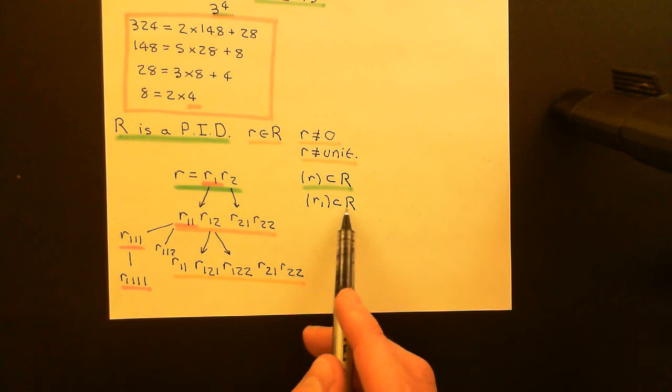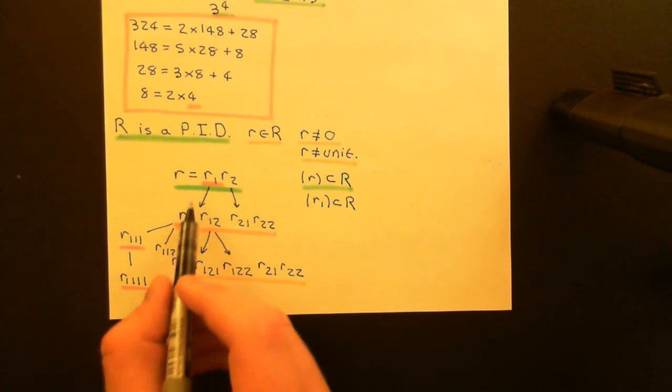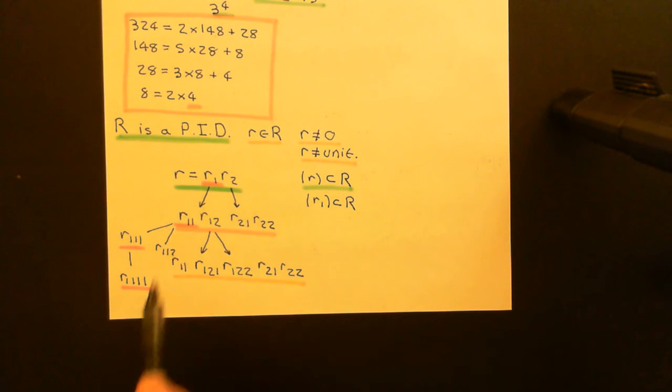So because it's not a unit, it will be properly contained within the ring capital R, and in fact that goes for all of these. All of these are not going to be units, because remember this is a tower effectively of reducible elements, and we're splitting them down always into more non-unit elements. Okay, so we can say that about all of these, that they're going to be generating principal ideals which will be properly contained in the principal ideal domain capital R here.